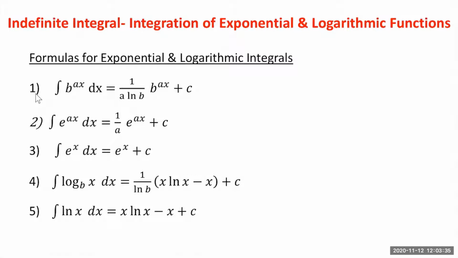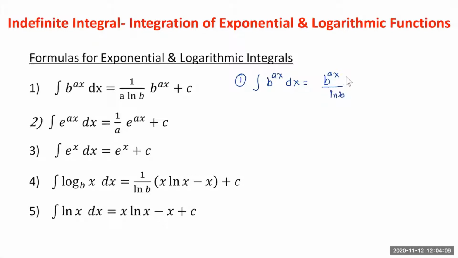So the first formula is the integration of b raised to ax. b is a constant. a is also a constant. If you integrate this with respect to x, the value of the integral will be b raised to ax. Whenever we are integrating the exponential function, you will get the exponential function divided by the natural log of the base, so divided by ln b.